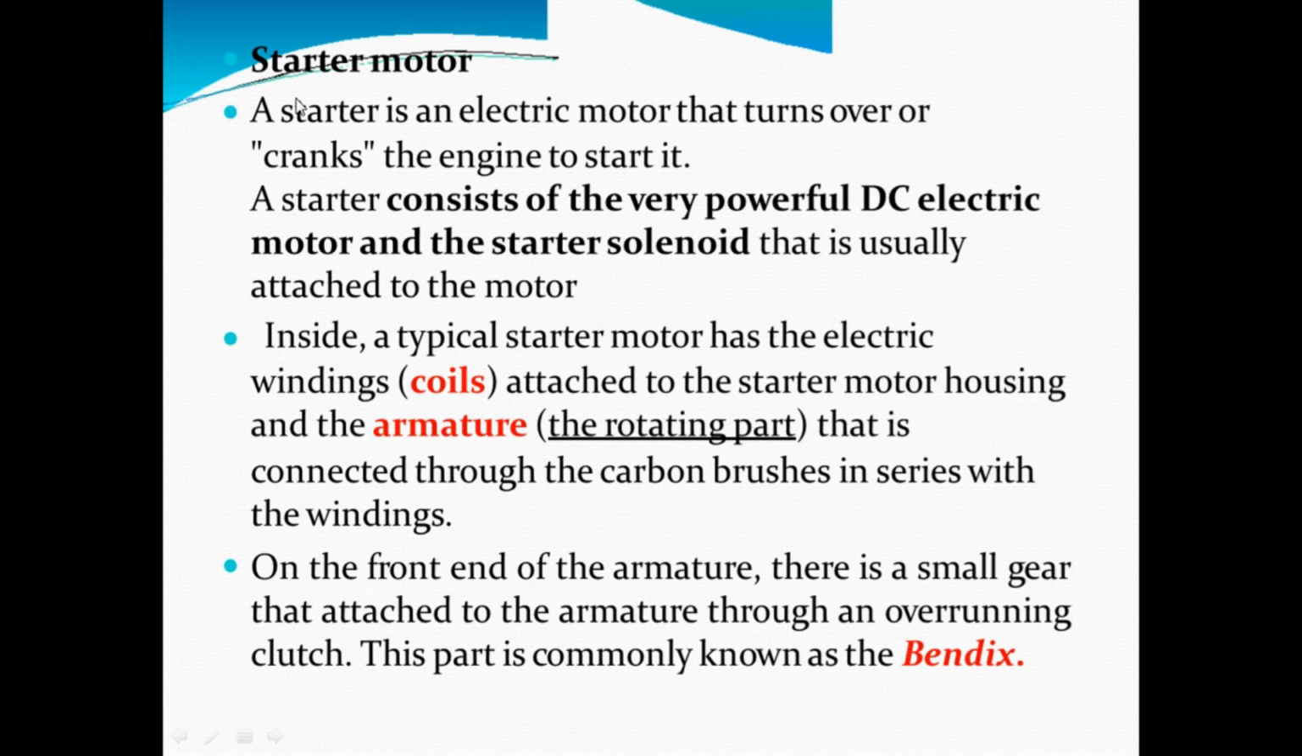an overrunning clutch. While we are going to start a bike or a car, nowadays in bikes also we have the self-starting system. Whenever we start the car or a bike, the starter motor has a gear. The gear will be meshed with the flywheel arrangement to run the crank, and this part is known as the Bendix.